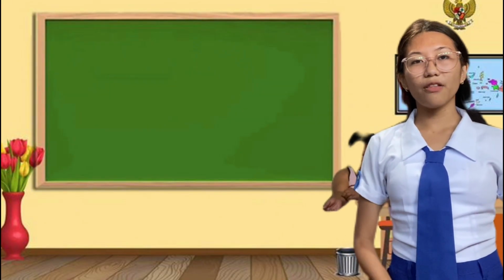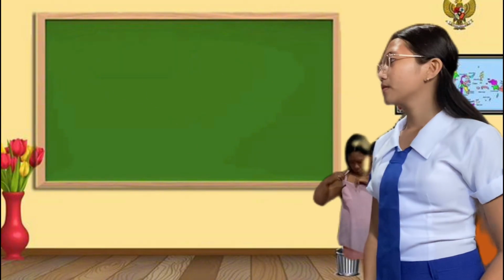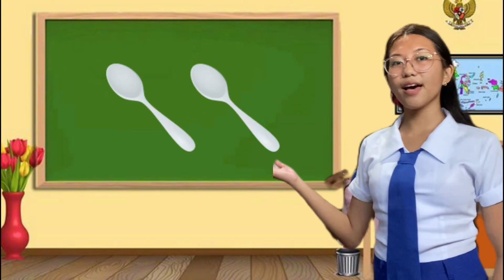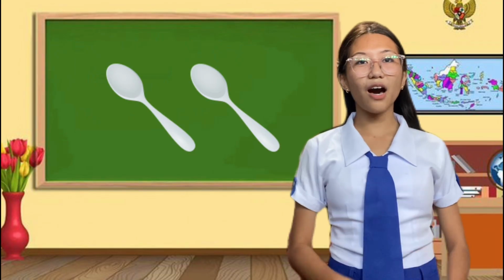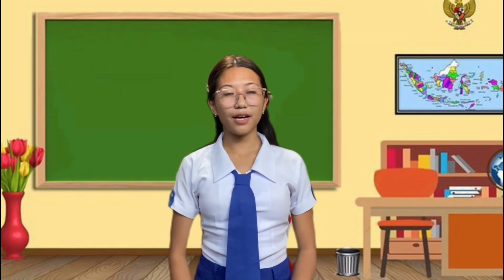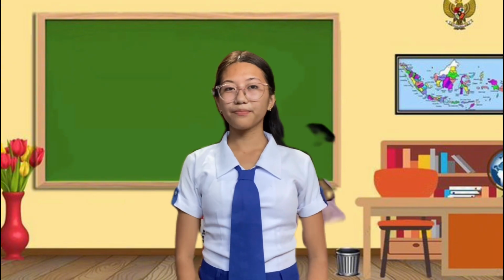Now I have another example. How many spoons do we have? Very good. We have 2 spoons. Did you all understand what natural numbers are? Yes, very good. Natural numbers are counting numbers and we use them when counting objects.